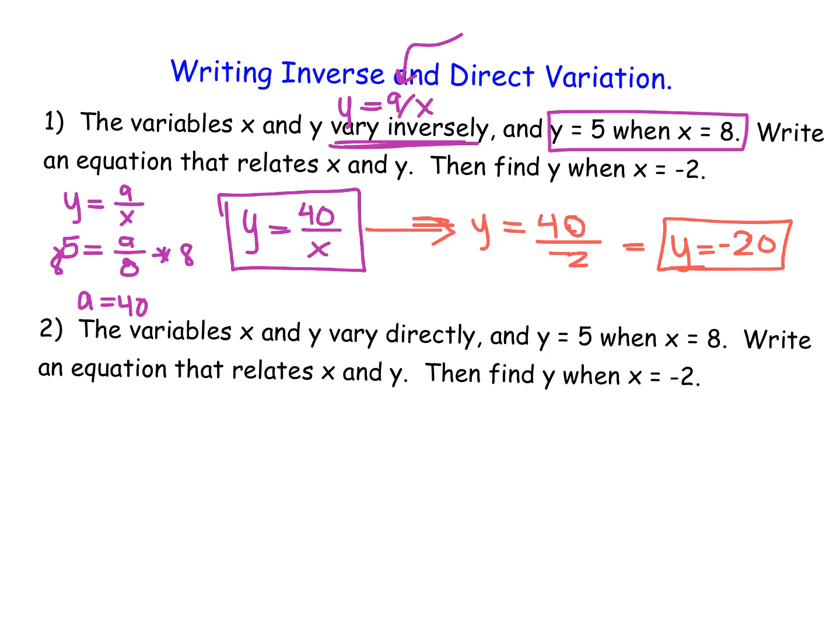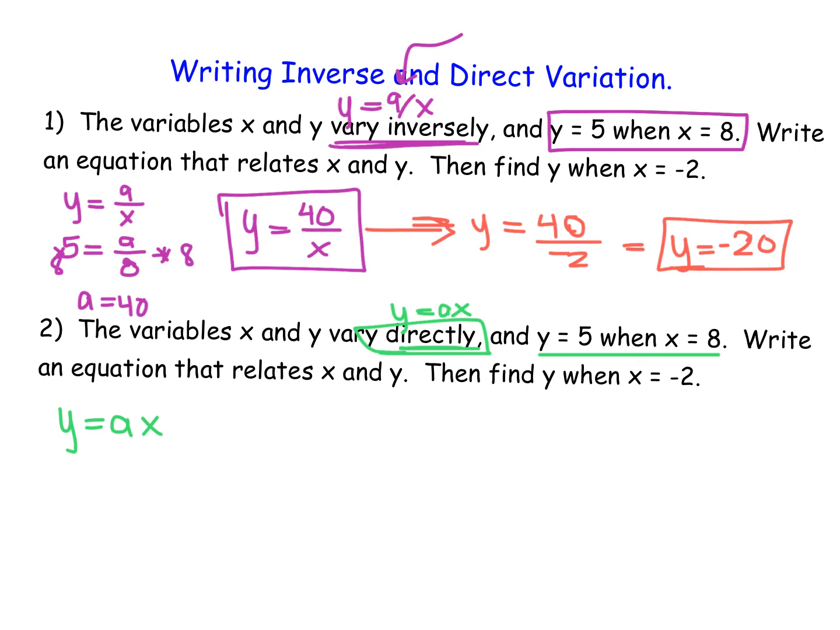Now the second one down below says the variables x and y vary directly. So when we vary directly, we know we have y equals a times x. And this occurs when y equals 5 and x equals 8. So it's similar to the above, but it's different because we're varying directly. So we have the equation y equals a times x. We need to figure out which value for a makes this equation true.